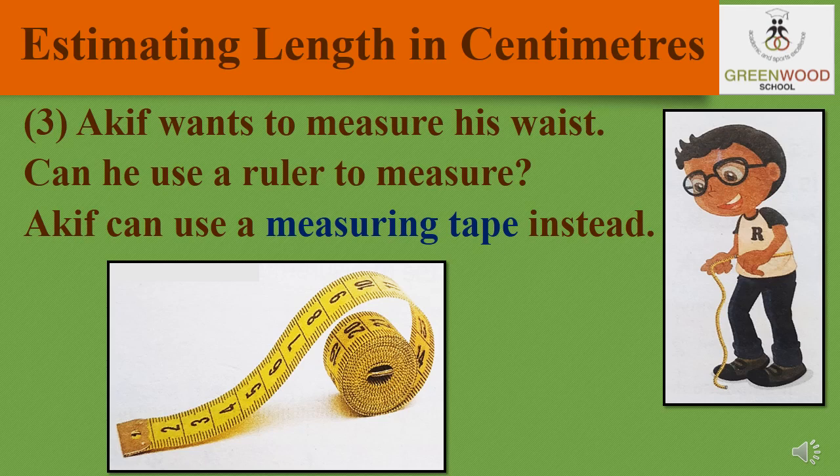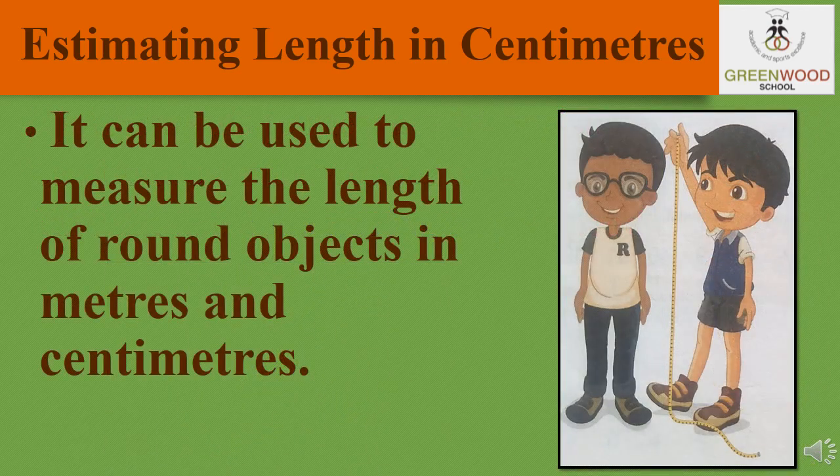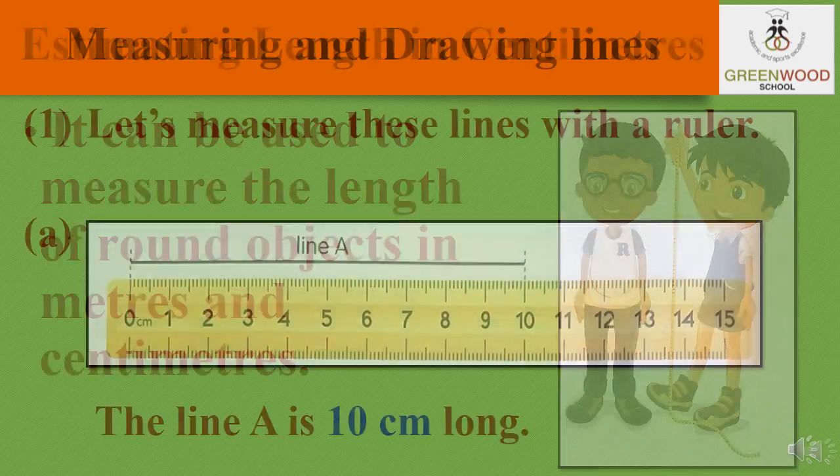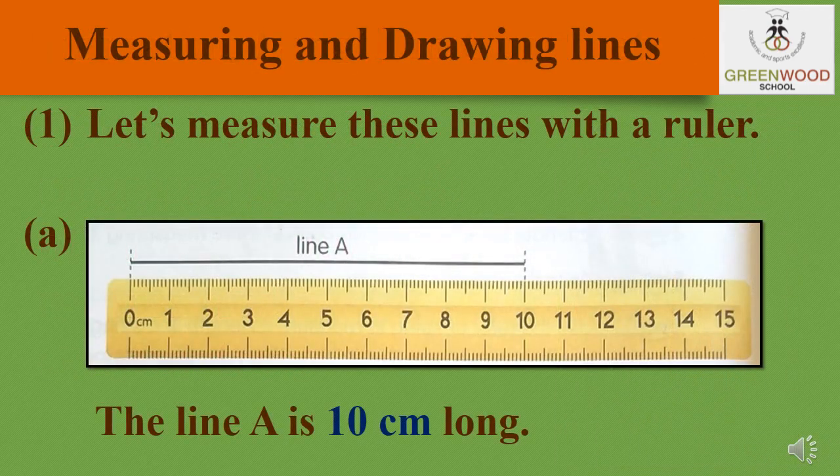So what will he use now? Akif will be using a measuring tape. The measuring tape can also be used to measure the length of round objects in meters as well as in centimeters. The last topic of part 1, measuring and drawing lines.